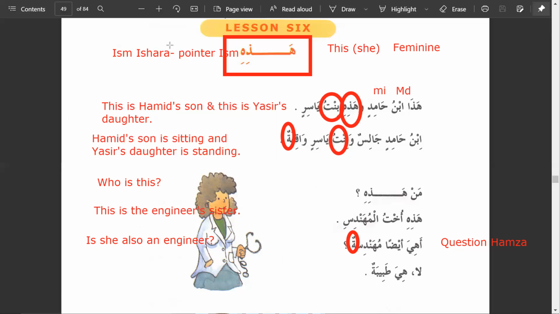لا هي طبيبة. No, she is a doctor. Again, is it tabibun or tabibatun? Why tabibatun? Because tabibatun is a lady doctor. So, la hiya tabibatun. No, she is a lady doctor. Because this round ta is coming at the end of tabib. If you remove it, it's tabib, which means doctor. When you add this round ta, it becomes feminine, tabibatun, which means lady doctor.